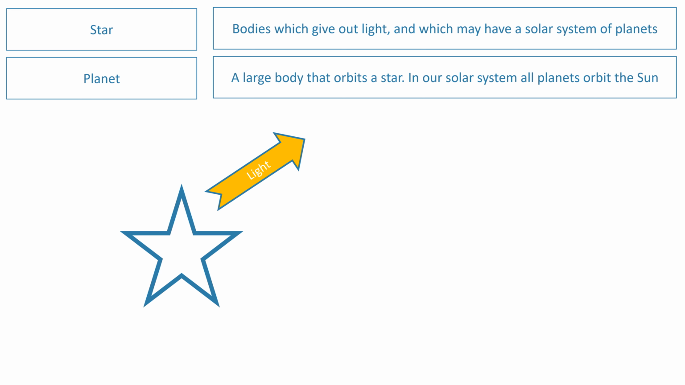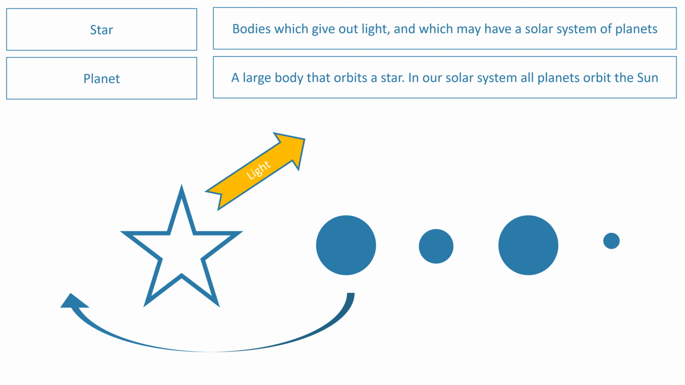Now I need a planet, which is a large body. So here's my planet that orbits a star. So I'm going to add an arrow to represent my orbit. To make it a solar system, I'm going to add a few more planets. And to remind ourselves that our solar system orbits our star, the Sun, I'm going to name it. Suddenly I've transformed that information into an easy to remember diagram while showing that I also understand the term orbit.